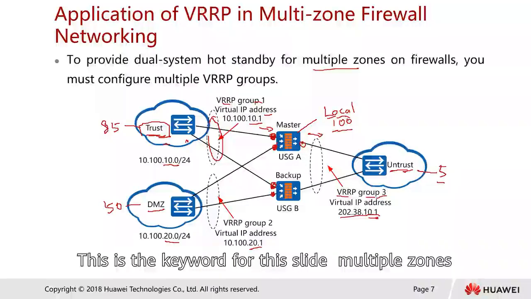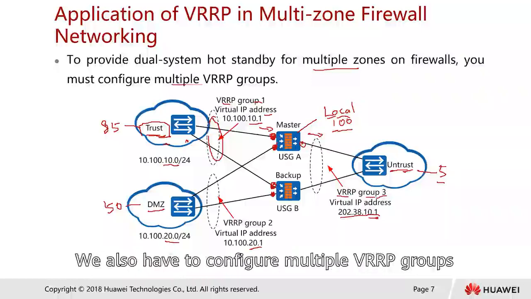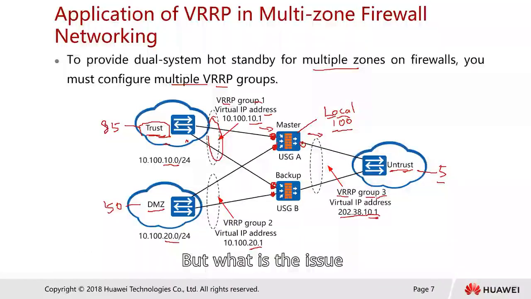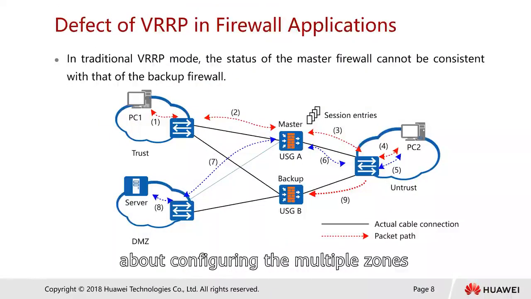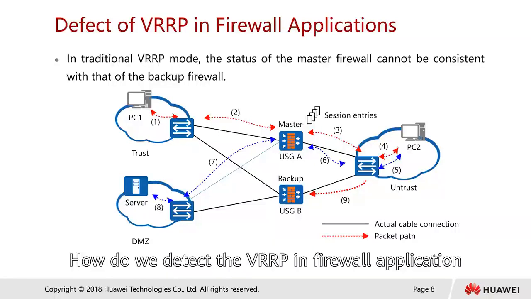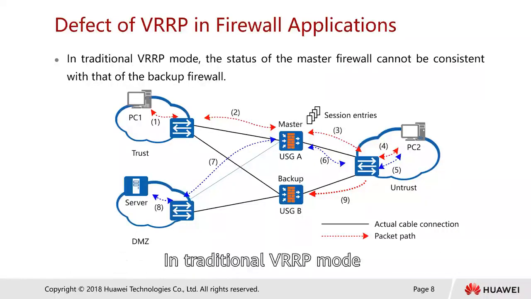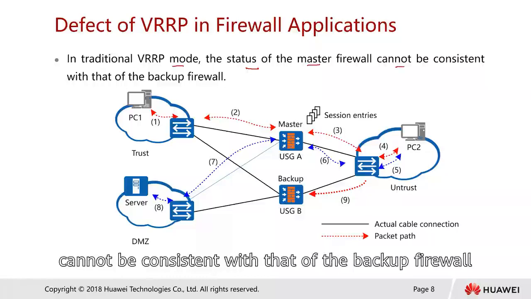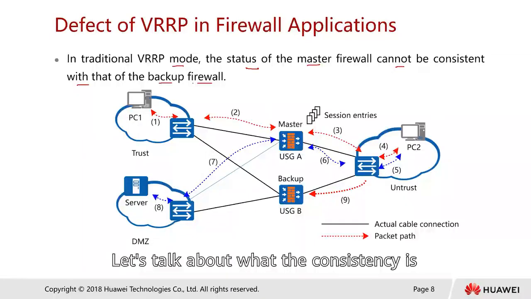So the keyword for this slide is multiple zone, and we also have to configure multiple VRRP groups. But what is the issue with configuring multiple zones? Let's look at this scenario. This is how we detect VRRP in the firewall application. In the traditional VRRP mode, the status of the master firewall cannot be consistent with that of the backup firewall. Now let's talk about what is meant by consistent.